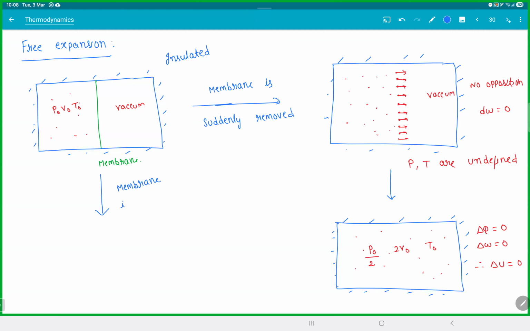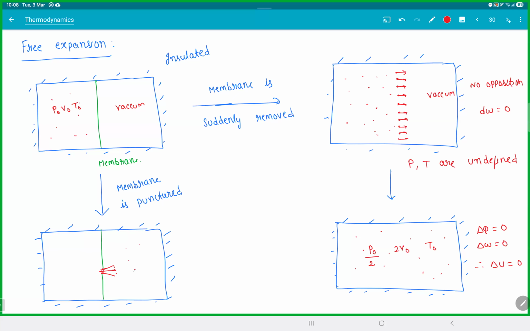Now, if the membrane is punctured, you make a small hole. Now, how is this different from this? When you puncture it, some of the gas will escape to the right-hand side. Now, the right side will not remain vacuum. The moment a little gas escapes to the right side, it is not vacuum anymore. So there will be some gas here, there will be gas here. Again, pressure and temperature are not defined here.